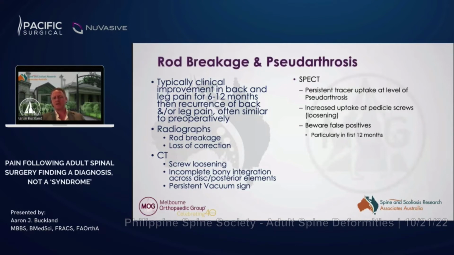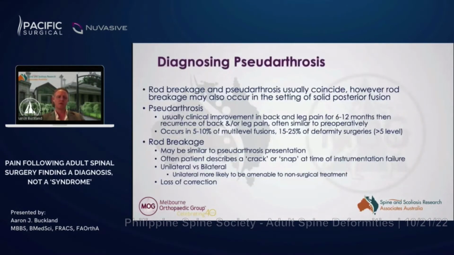You've always got to be careful when using SPECT, however. In the first 12 months, this will light up bright, even if there's an absence of pseudoarthrosis. So this can be a false positive. So in diagnosing pseudoarthrosis, sometimes it's very obvious. You have a rod breakage or obvious instrumentation loosening, but sometimes it's not that obvious. You might have partial integration. You may not be able to see a rod breakage because it's under a screw cap, for instance.